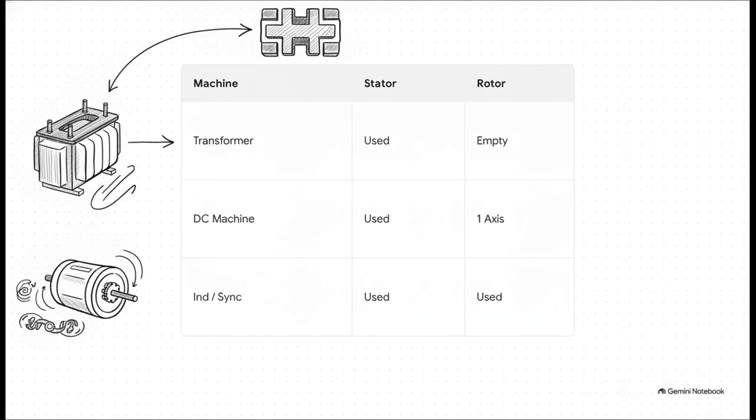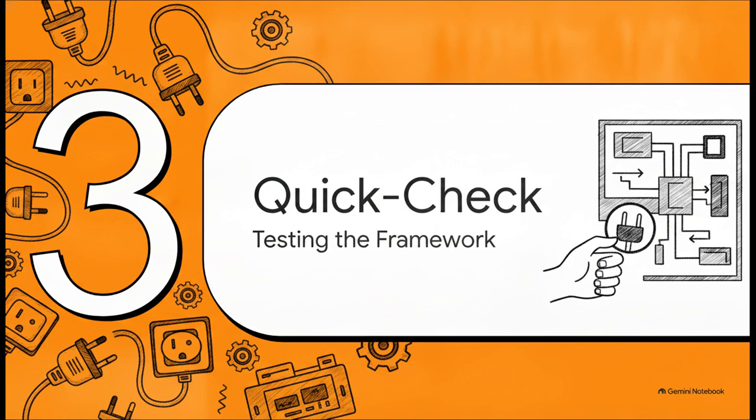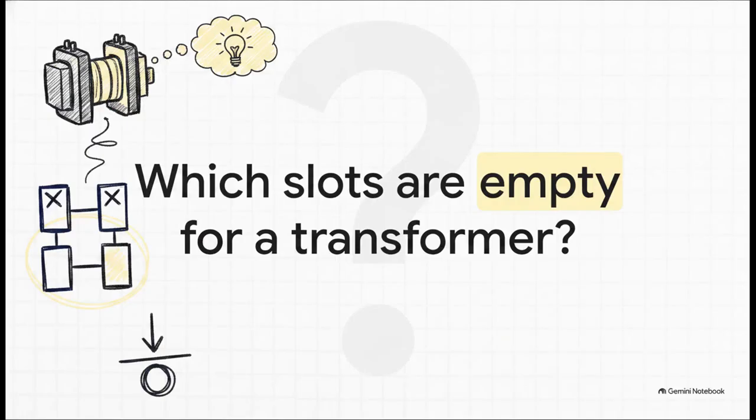Okay, let's do a quick pause for Section 3, Quick Check, where we test the framework. Let's make sure we've fully grasped this whole plug-and-play analogy. Here's a question to chew on. Which of the 4 Kron primitive winding slots does a simple transformer leave completely empty? Think about what we just learned regarding how physical motion dictates which slots get used.